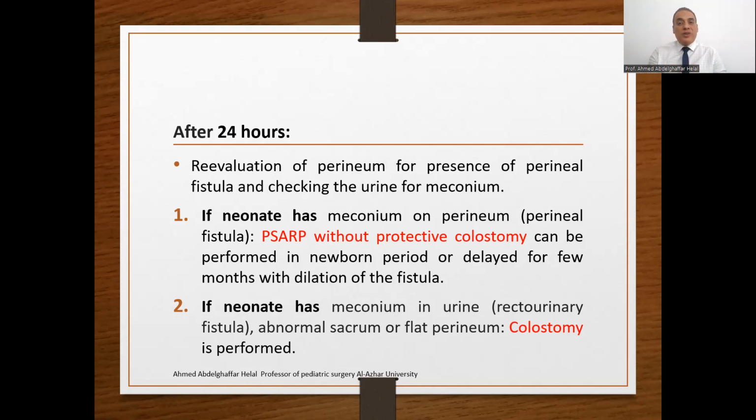However, if you find a perineal fistula and the baby is ill, there are associated anomalies, or the surgeon's experience does not allow performing PSARP as a single stage at this age, you may perform a colostomy and delay the repair. You may dilate the fistula and wait for a few months, according to the situation.